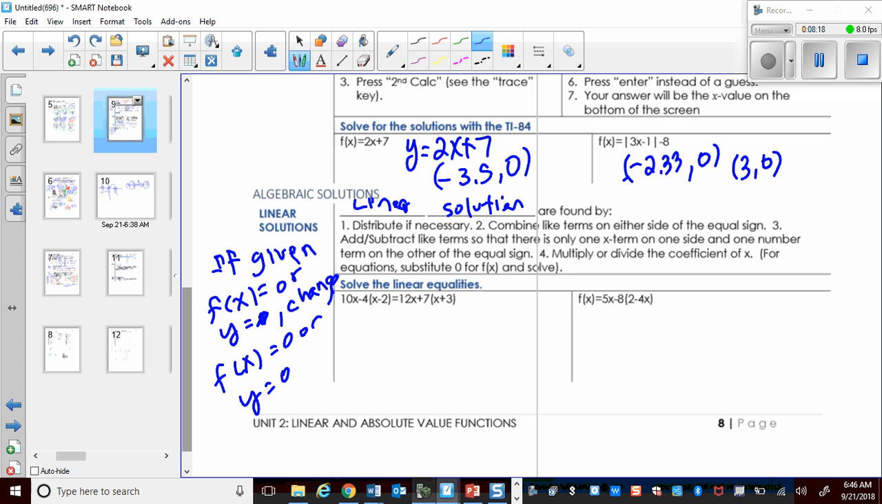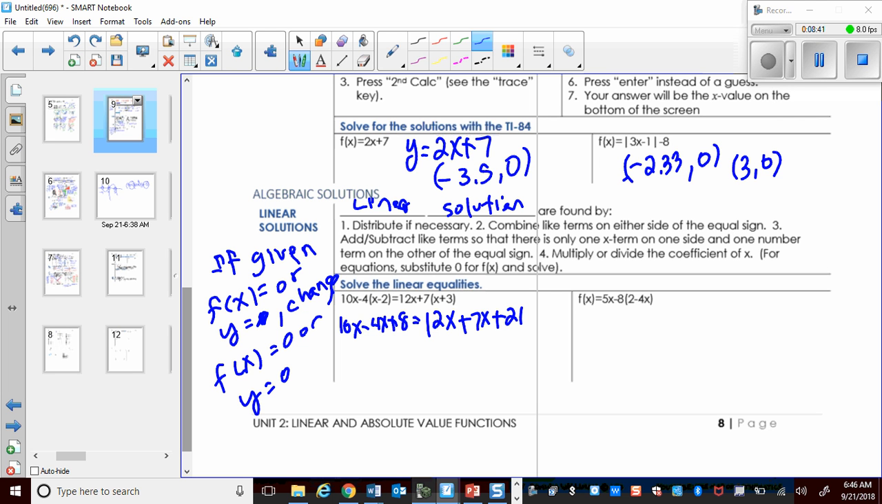So first, look at both sides of the equation, and you're going to distribute if necessary. If you look at it, you do need to distribute this negative 4. So 10x just comes down. Minus 4x plus 8 equals 12x. Distributing the 7: 7 times x is 7x, and then 7 times 3 is positive 21.